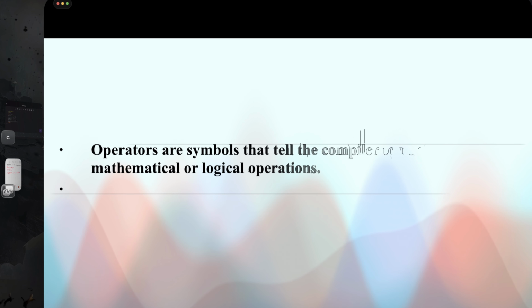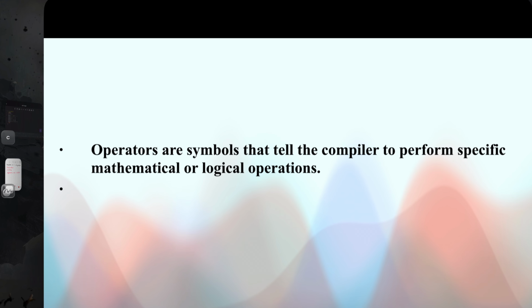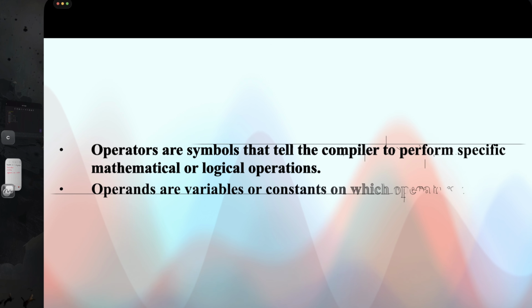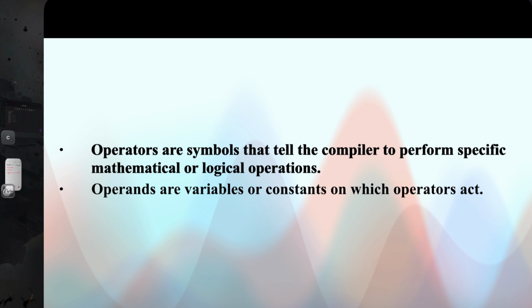Introduction. In C programming, operators are special symbols that tell the compiler to perform certain mathematical or logical operations. The values or variables on which operators act are called operands. For example, in the expression a plus b, plus is the operator and a and b are operands.